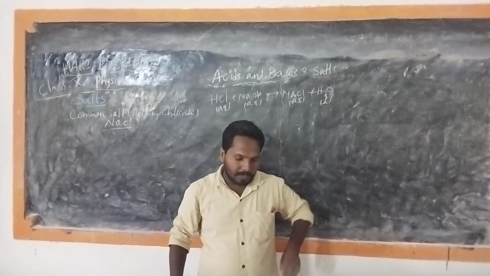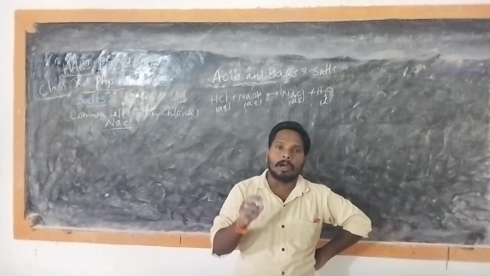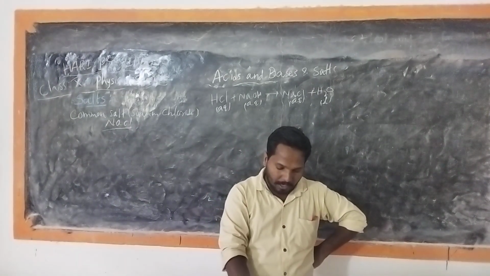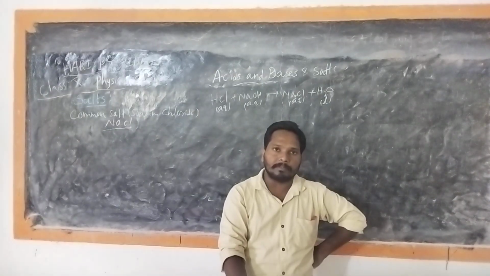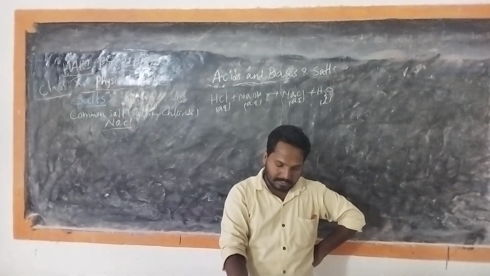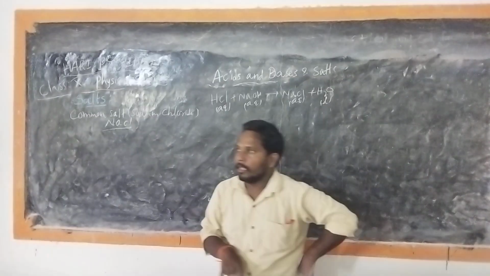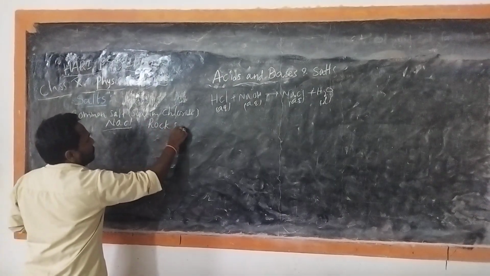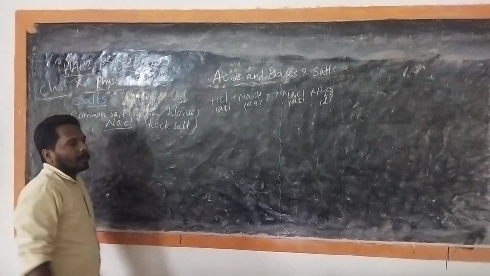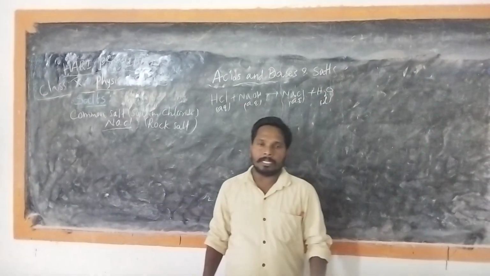Common salt is obtained from underground deposits. Underground deposits of common salt are found in many parts of the world. Large crystals of common salt are found in underground salt. That's why sodium chloride is also called rock salt, because it is mostly obtained from underground.